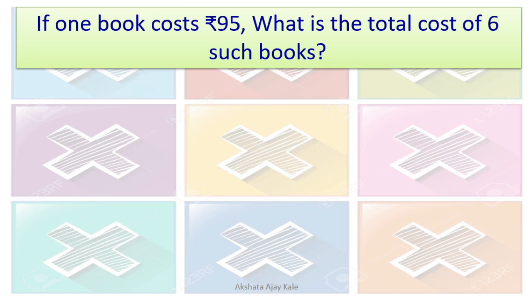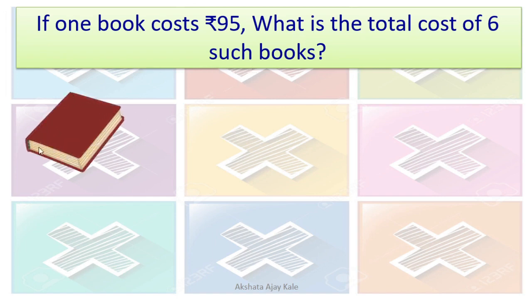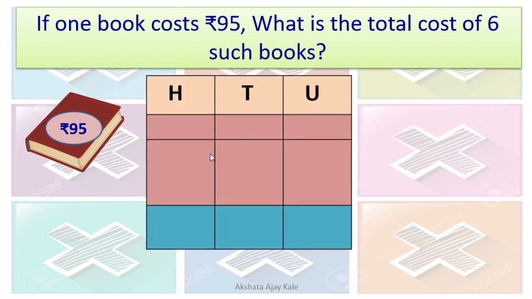If one book costs rupees 95, okay, the cost of the book is rupees 95. What is the cost of 6 such books? You can see here one book, the cost is rupees 95. Yes, I want to purchase 6 such books. Okay, then how much do I have to pay to the shopkeeper? Okay, we will make a table. We will write 95 in the tens and units place, correct? According to the place value. Then multiplied by 6. Isn't it?